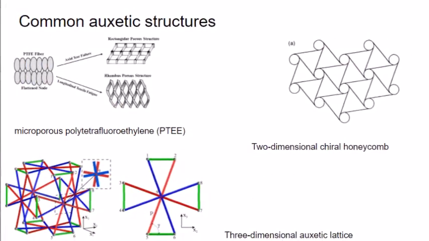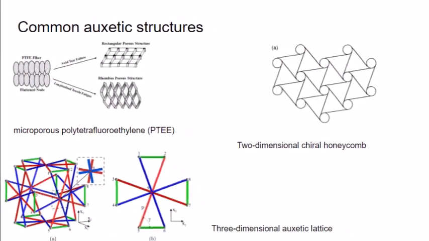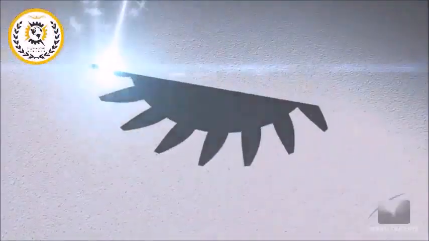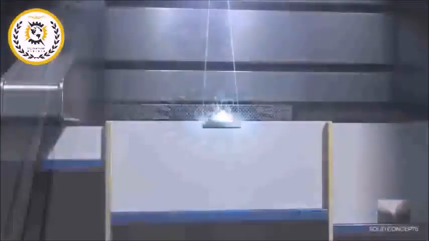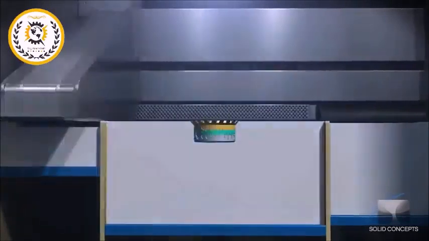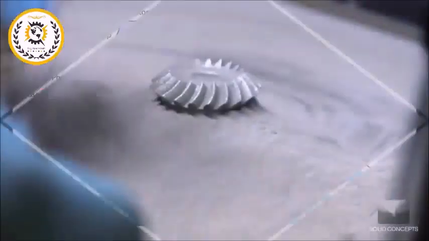Commonly found auxetic structures include microporous polytetrafluoroethylene, trial honeycomb, bowtie, and 3D auxetic lattices. Auxetic materials can be created by laser sintering, where a 3D CAD model is used as a blueprint. A computer analyzes the blueprint of the model and guides a laser to create a layer of structure by fusing metallic powder together. After each layer, more powder is placed on top to create the next layer until the structure is complete. Laser sintering provides the structure with a high degree of accuracy.